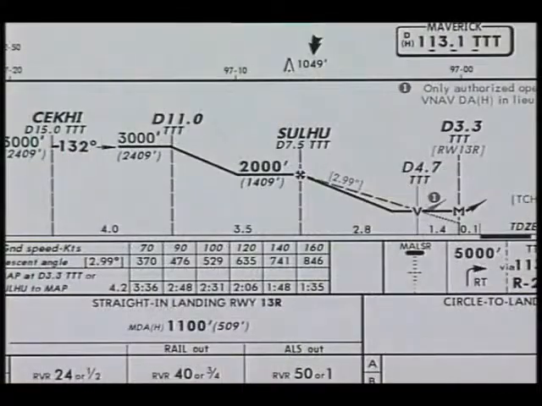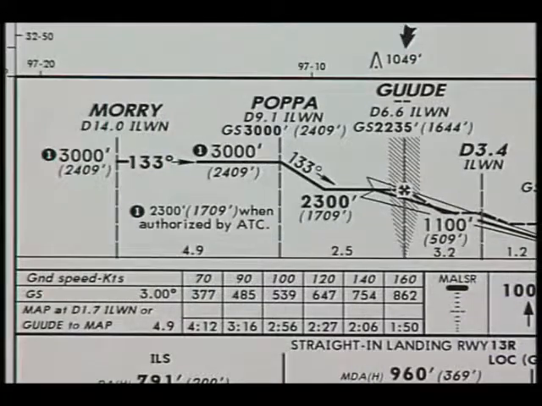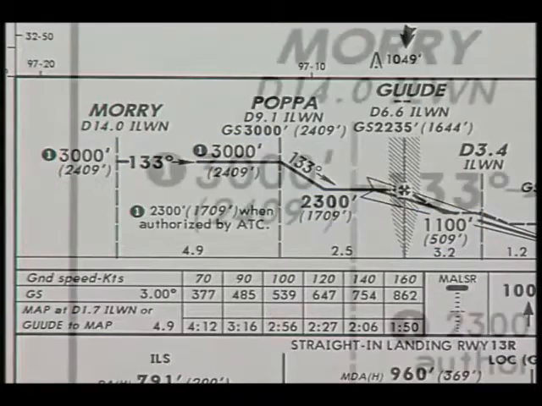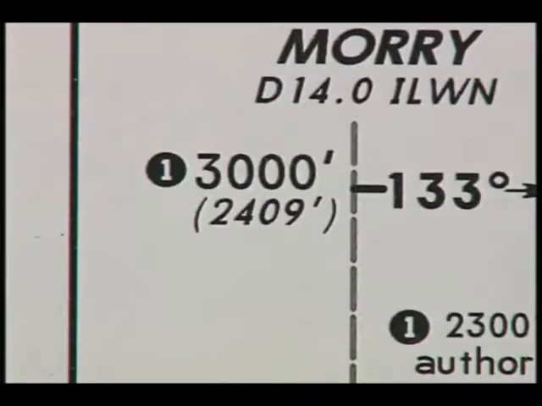On a non-precision approach, such as this VOR approach at Dallas-Fort Worth, the flight path is represented by a heavy solid line from the beginning of the approach to the missed approach point. Several altitude types also may be portrayed in conjunction with the flight path line. Unless otherwise noted, profile views depict minimum altitudes.